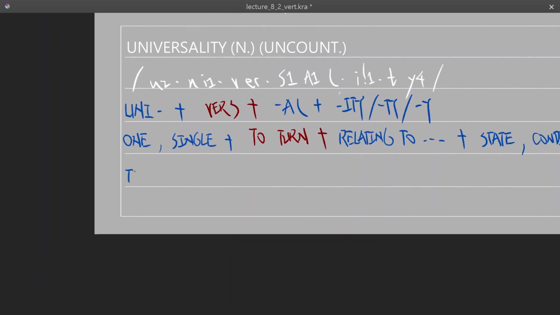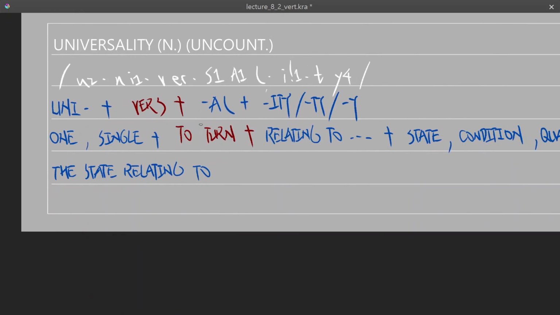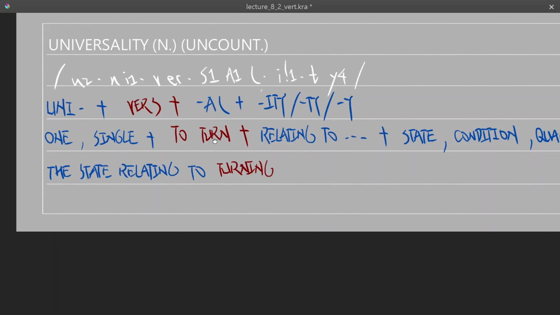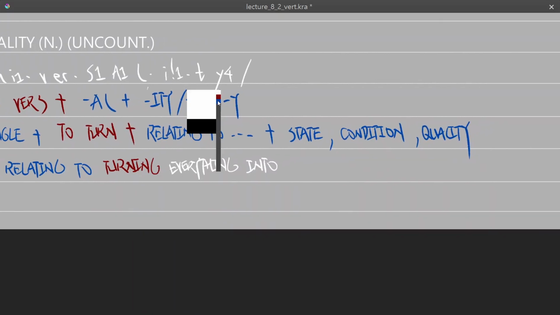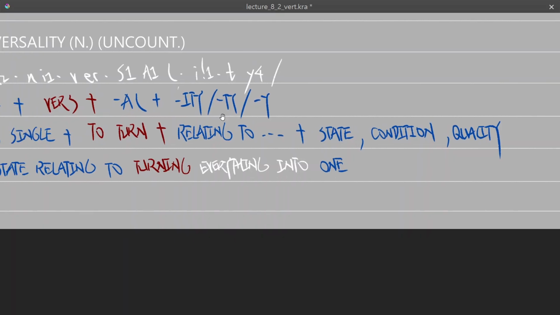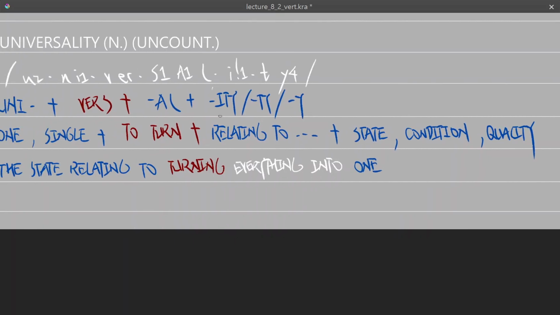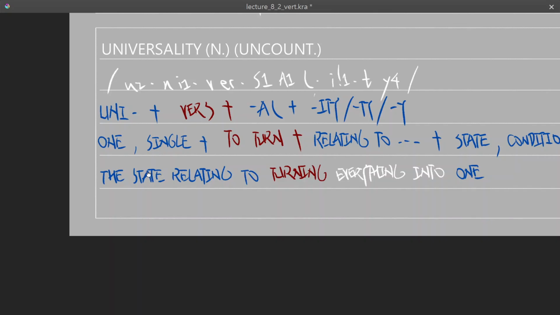Turning everything into one. It doesn't mean they are the same. I mean, they belong to the same world. They belong to the same world. So they fit together within the same world.